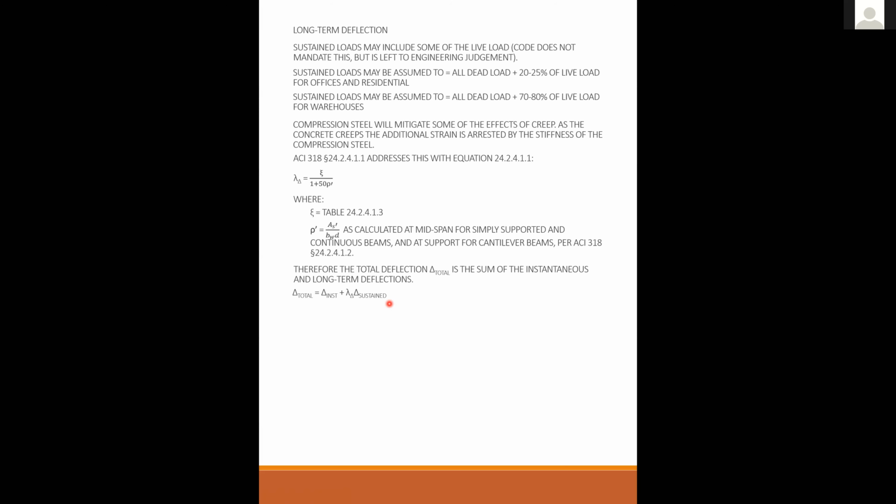So when we're designing a beam, we need to factor that in as well. Like, what's going to be the total deflection? You mean this factor, or factored loading?